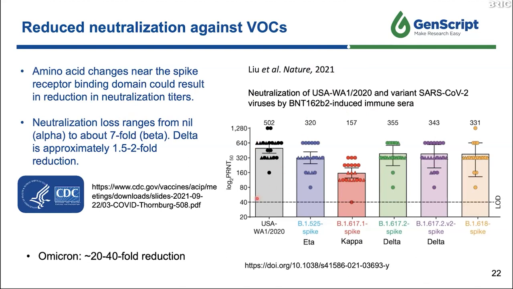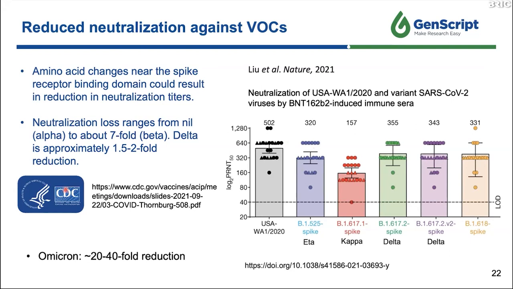As shown in this result here, the gray bar is the neutralization level against the wild type, and the colored bars are the variants. We see that when it comes to the variants, there's a decrease in the level of neutralization. This is expected because we know that the vaccine is based on the original wild type strain. So when there are new variants of concern, there is a decrease in the effectiveness of the neutralization level.